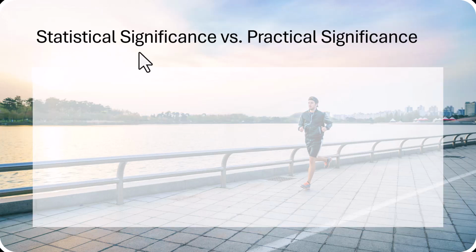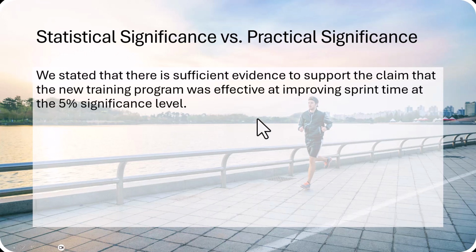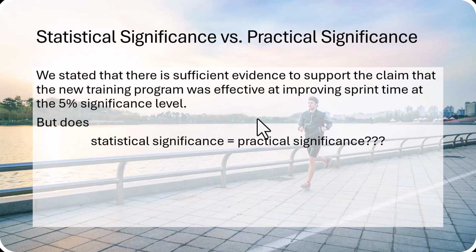So normally, I stop the video here after I have finished my hypothesis test. But I want to make one further point, which is the difference between statistical significance and practical significance. So let me explain. We said, based on the results of our hypothesis test, that there is sufficient evidence to support the claim that the training program is effective. Right? However, does that translate into practical significance?